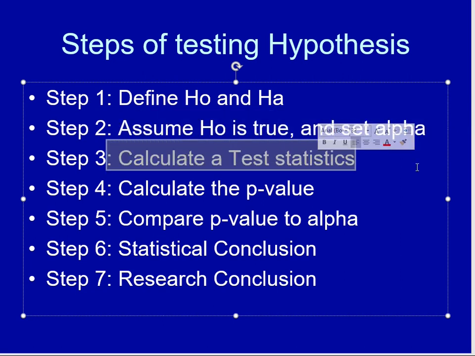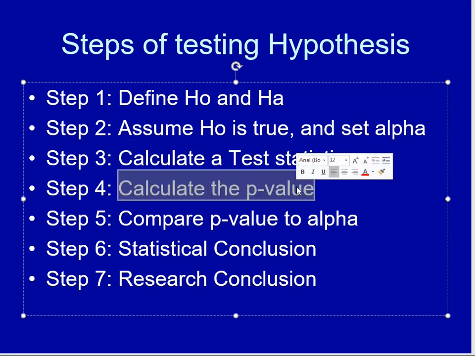Step number 3, you're going to collect your observations. You're going to look at your sample. If you're running an experiment, you're going to run your experiment, and based on the results of the experiment or based on your sample, you're going to use the observed results to calculate a test. So it's either a z-test or a t-test, depending upon what you're doing. Step number 4 is that you're going to use that test to calculate your p-value.